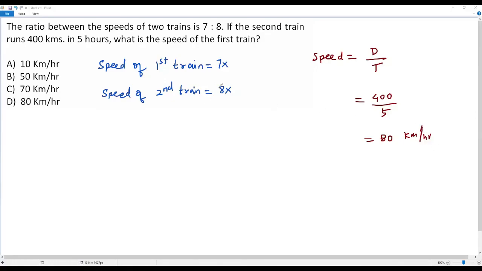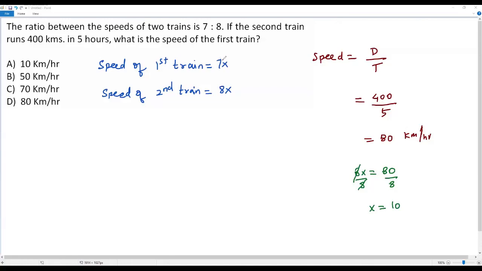But we already got the speed of the second train in terms of x, that is 8x. So this 8x and this 80 both represent the same thing, the speed of the second train. Since both of them represent the same thing, we can equate them, that is 8x equals 80. Now we can solve for x in this equation. For that we have to divide both sides by 8. So this 8 will cancel out, and x equals, when I divide 80 by 8, 10. Now I got the value of x. The value of x is 10.